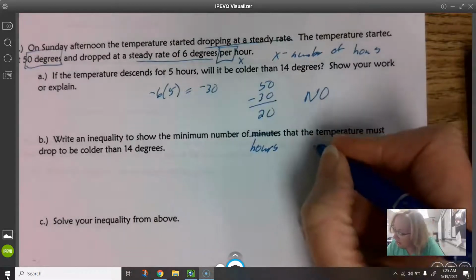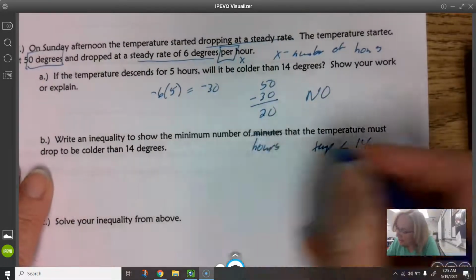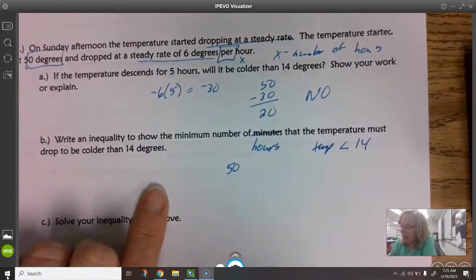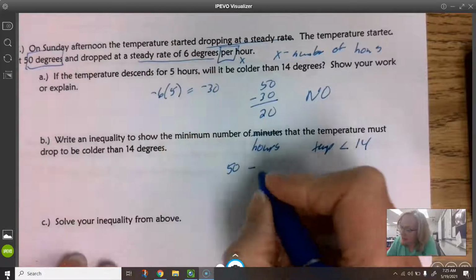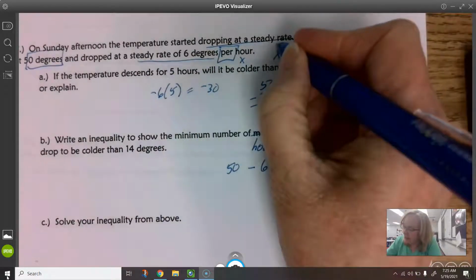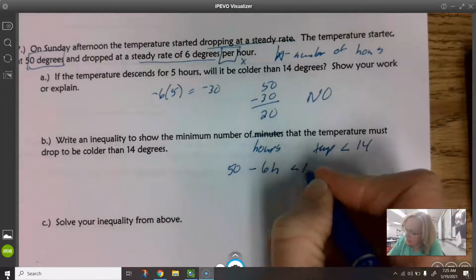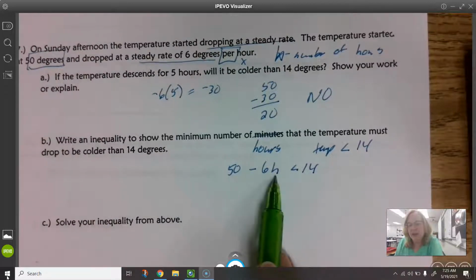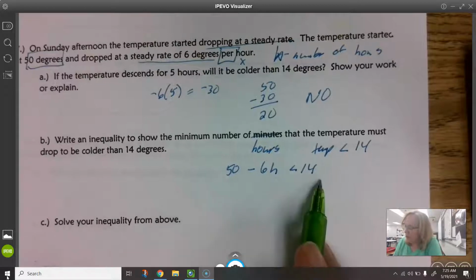So we want our temperature. Okay, now how does our temperature work? Well, we start at 50, and then we're going to go down. So you can either subtract or you can add a negative 6 degrees per hour. And I put an X up here. Check on Schoology and see what they have is less than 14. So if the variable is different, it's okay. Just look to see what variable they used. You'll be fine. So now, here we go, we're going to solve this.